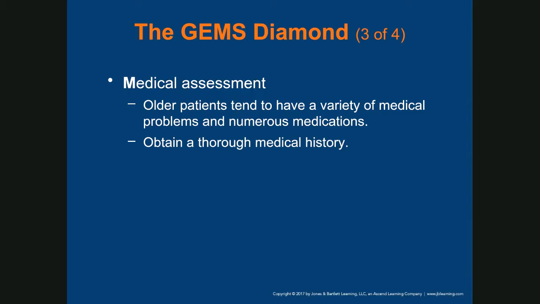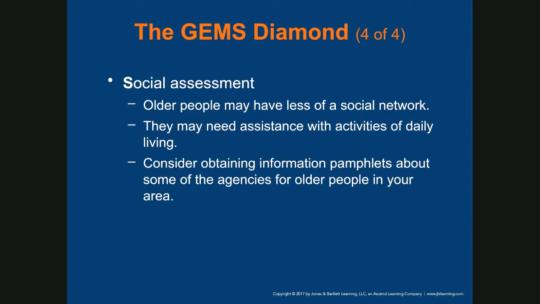And the S represents social assessment. Older people may have less of a social network. They may need assistance with activities of daily living. Consider obtaining information pamphlets about some of the agencies for older people in your area, right?